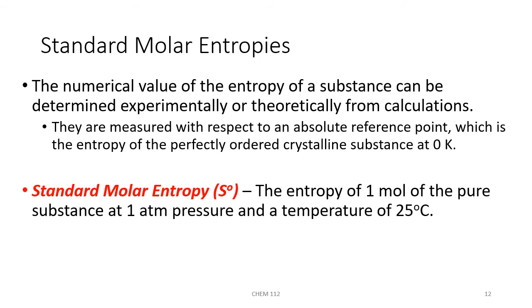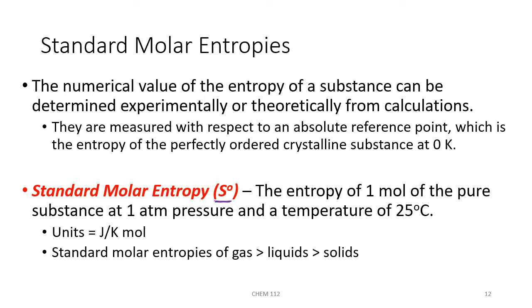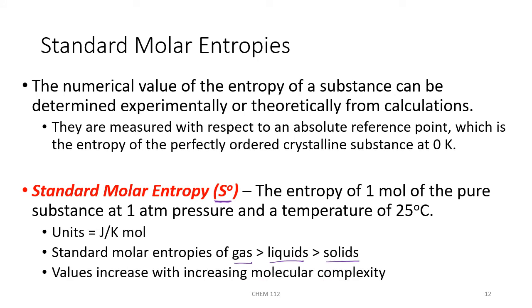The standard molar entropy, or S naught, is the entropy of 1 mole of a pure substance, specifically at 1 atmosphere of pressure and 25 degrees Celsius. The units are in joules per Kelvin times moles. Standard molar entropies you'll see of gases are typically greater than liquids, which are typically greater than solids. And the values will increase as the molecular complexity increases. So if you have a substance that has a lot more atoms and is bigger, it's going to have a greater standard molar entropy than something that is very simple.